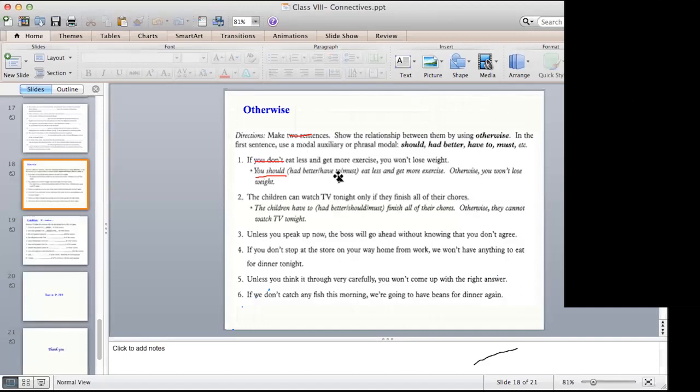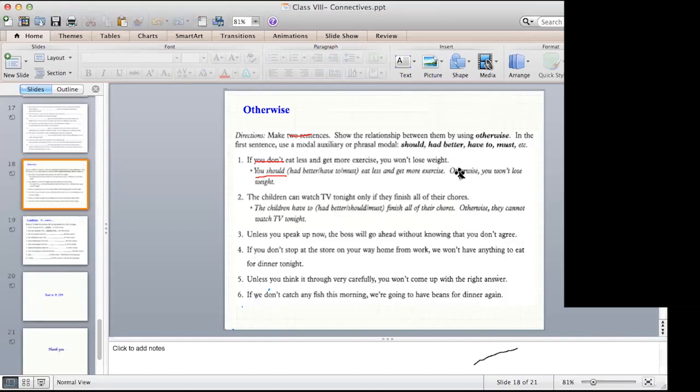Full stop. Otherwise. So otherwise gives you the effects or the opposite effect. Okay? So otherwise expresses some sort of opposite effect. Otherwise you won't lose weight. You should eat less and get more exercise, comma, full stop. Otherwise, comma, you won't lose weight.